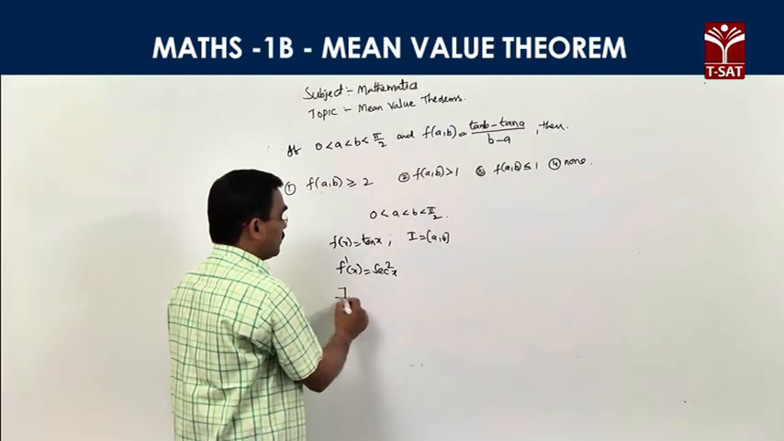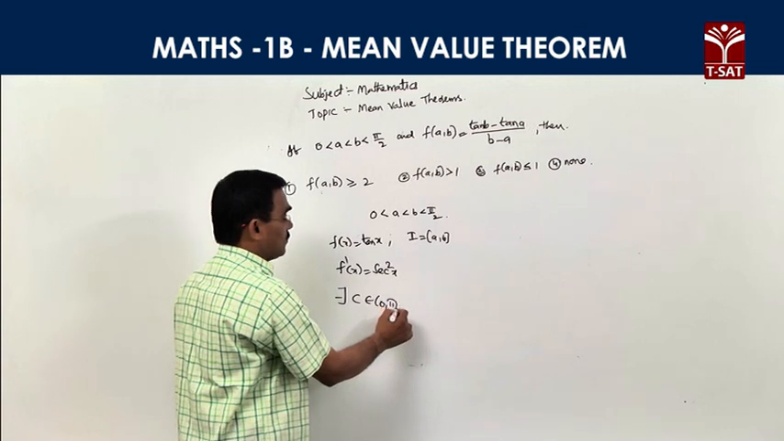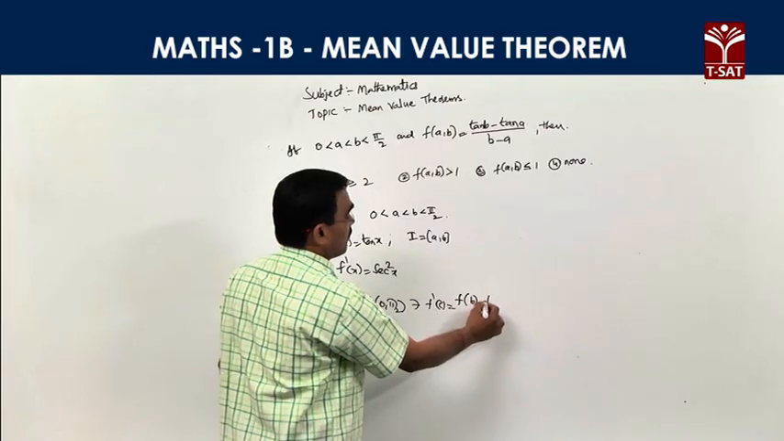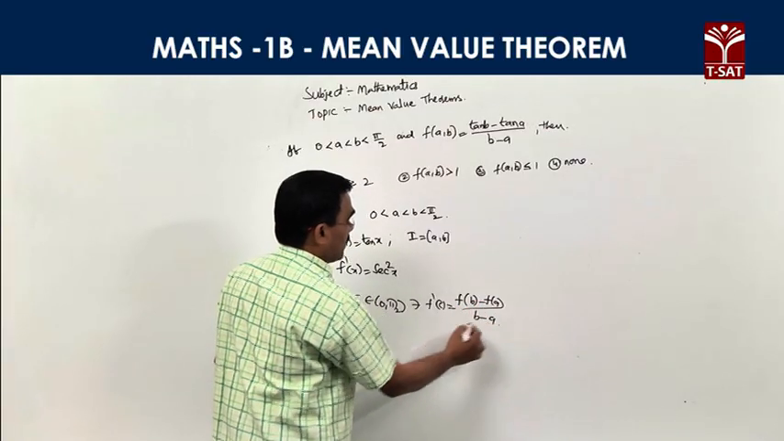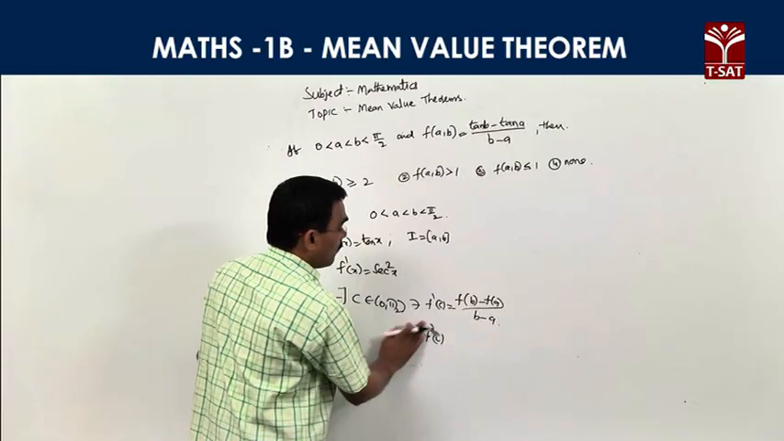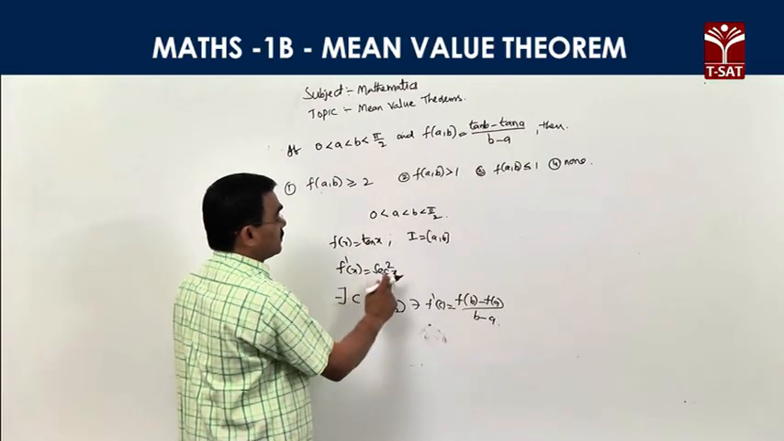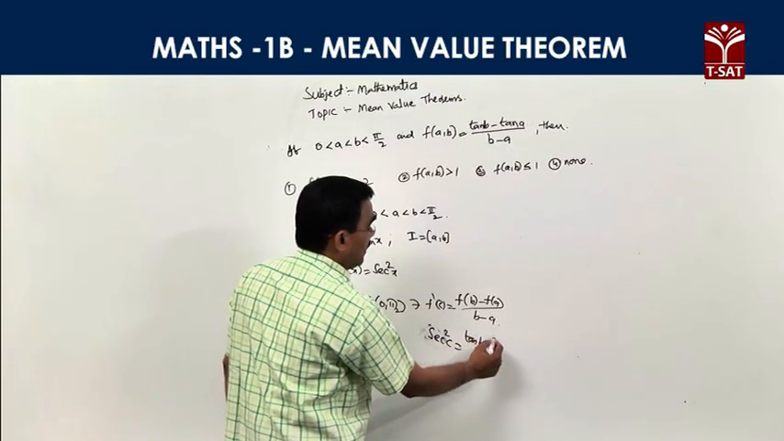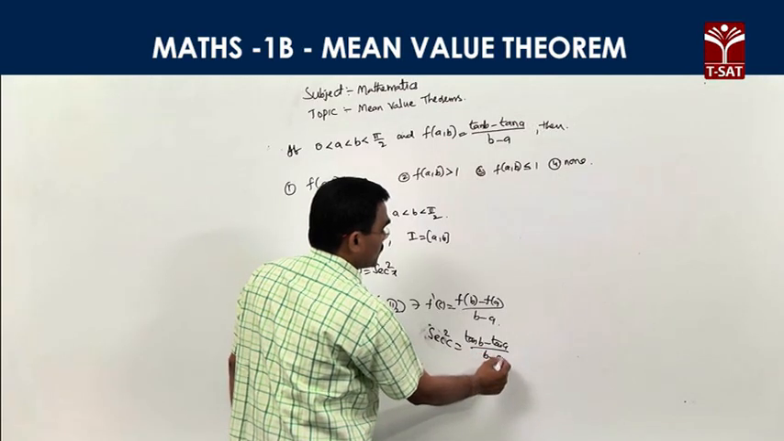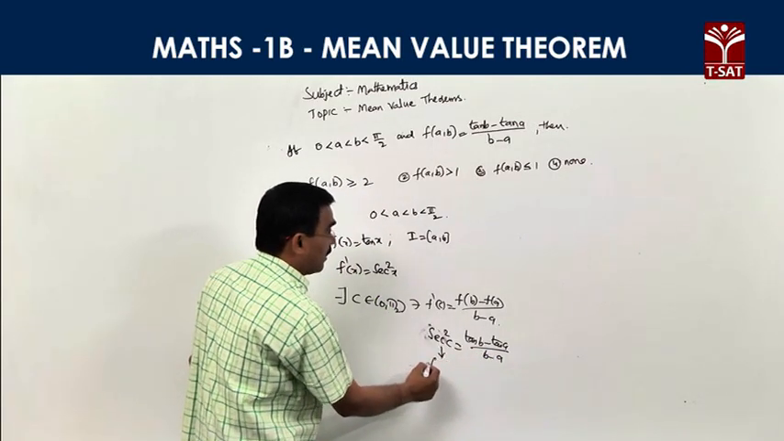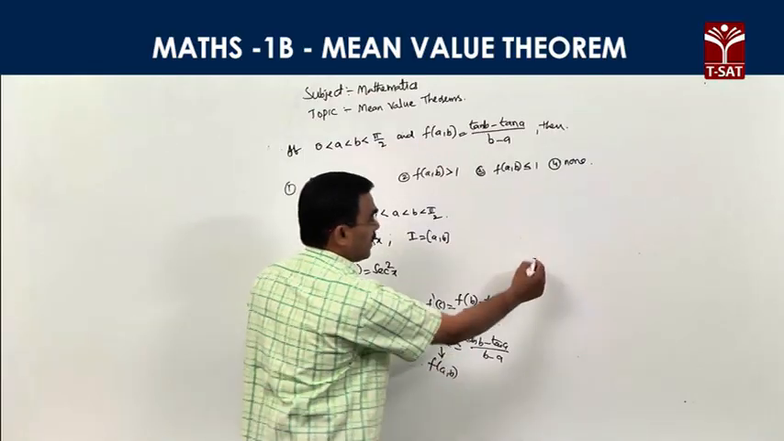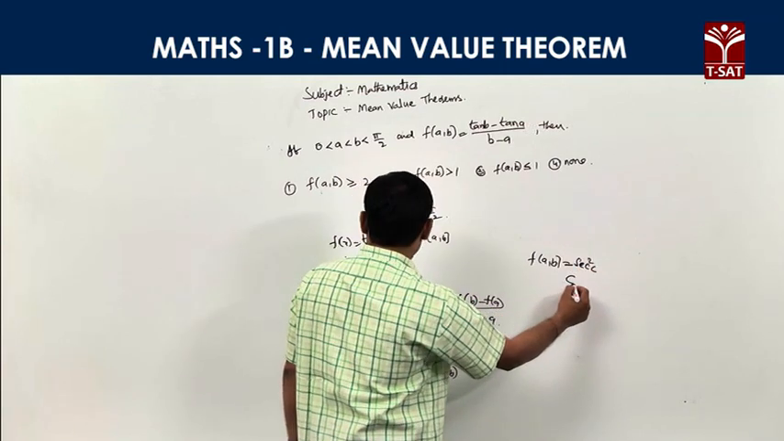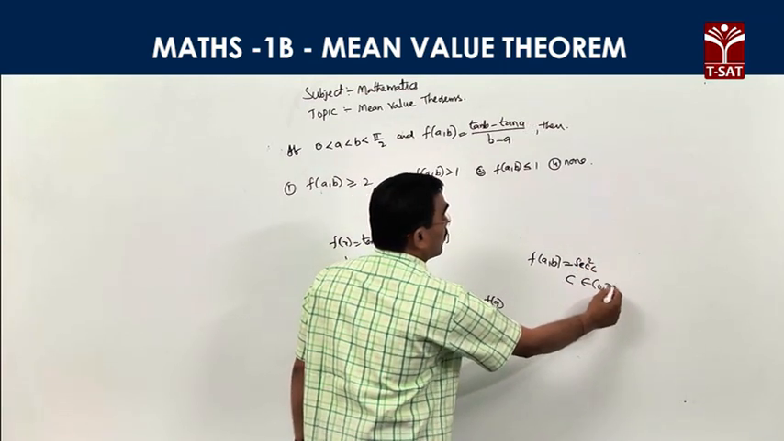Applying Lagrange's mean value theorem, there is a c belonging to the open interval 0 comma pi by 2, so that f dash c is equal to (f of b minus f of a) by (b minus a). What is f dash x? Secant square x. So f dash c is secant square c, equal to (tan b minus tan a) by (b minus a). According to our problem, that is f of ab. So f of ab is nothing but secant square c, where c belongs to the open interval 0 comma pi by 2.